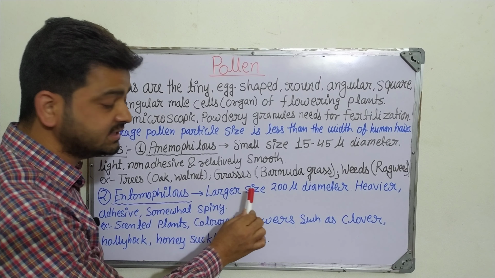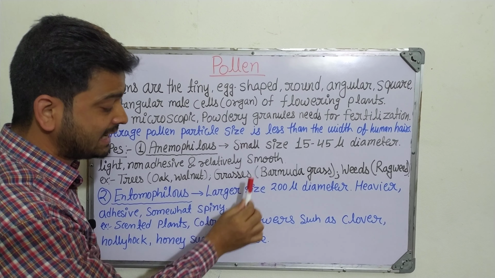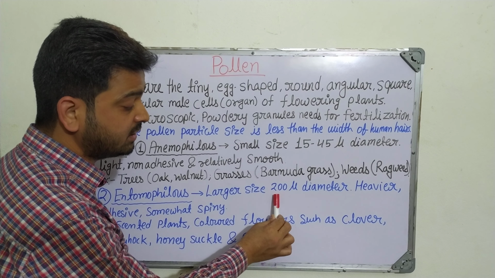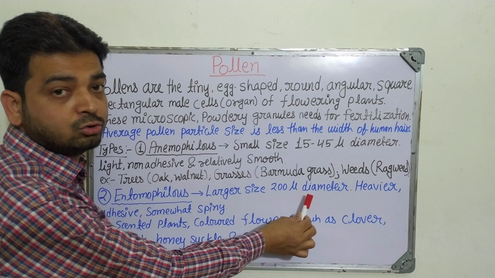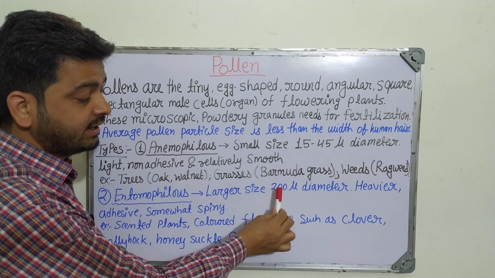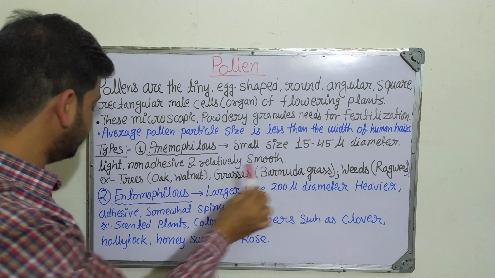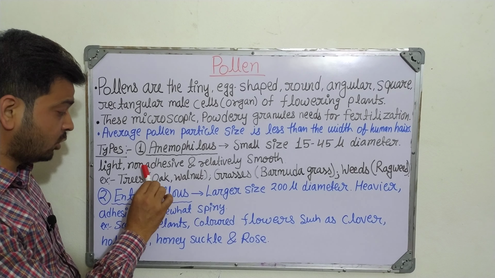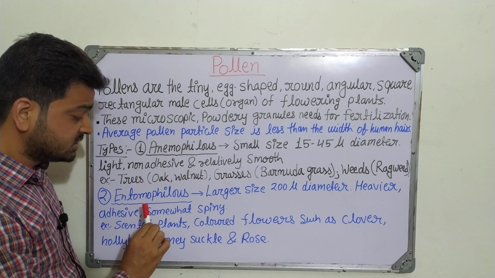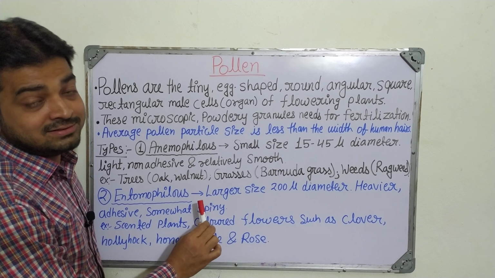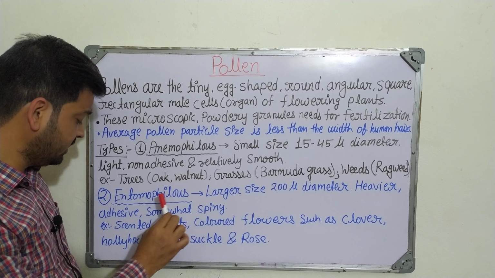Coming to the second type, the entomophilous, right? Entomophilous pollen is large in size. Here the anemophilous was small, but this is large, approximately up to 200 microns in diameter. That is a great number, right? It is heavier, not lighter, and adhesive. Here it was non-adhesive, here it is adhesive, and somewhat spiny in nature or shape, right?